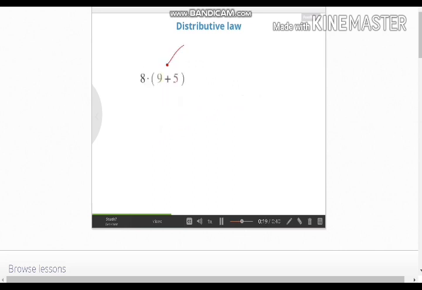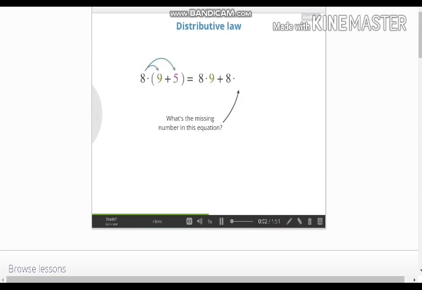Next, try using it on this expression, 8 times 9 plus 5, where 9 plus 5 is in parentheses. And remember that this dot is another way to write the multiplication symbol. Now this expression is equal to 8 times 9 plus 8 times another number. What's this missing number? Don't worry, this is not a trick question.